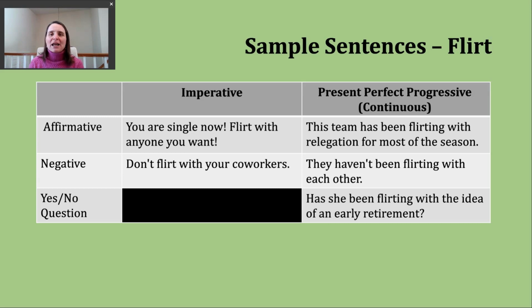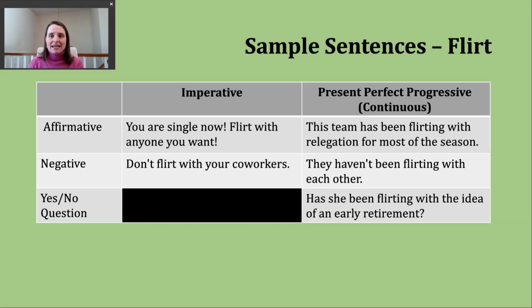Now let's talk about a negative present perfect progressive sentence. To do this, again, I start with my subject, and then I'm going to use have or has, then not, then been, then the ing form of the verb. Here's another example. They haven't been flirting with each other.